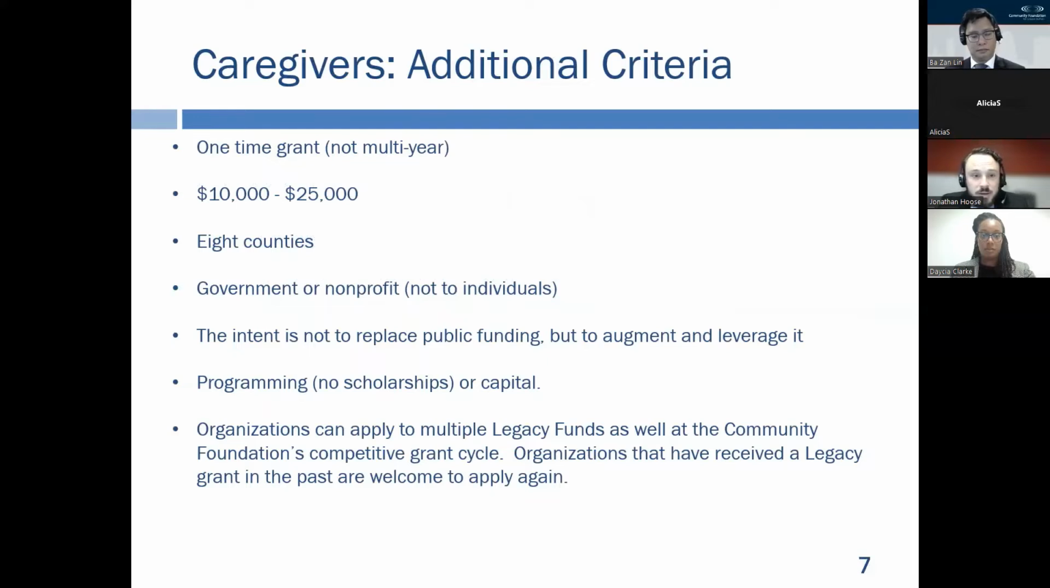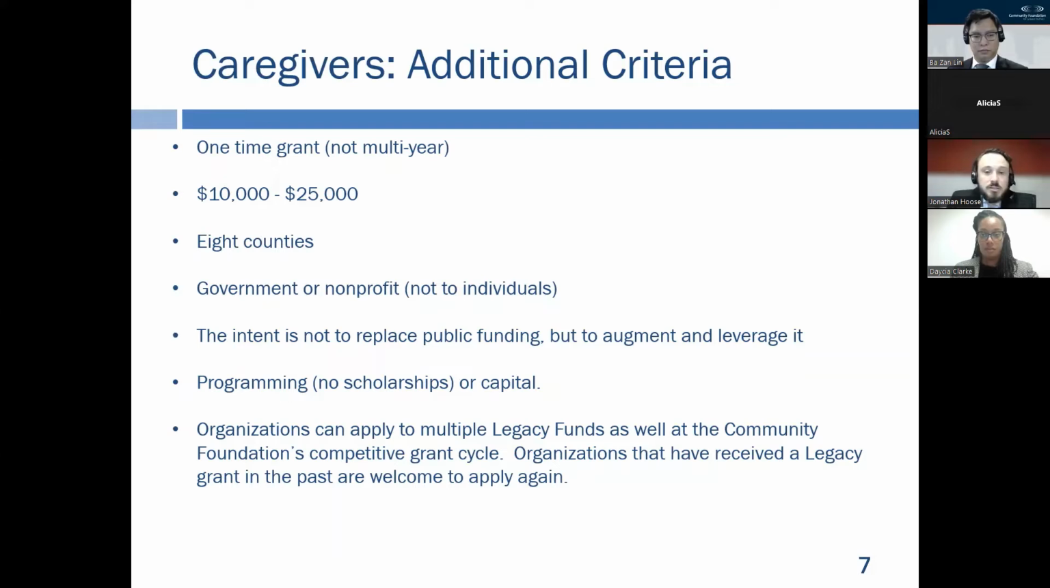Some additional criteria are that these are one-time grants, they are not multi-year. The grant amounts can vary between $10,000 and $25,000. The focus of these grants is on the 8 counties of Western New York. Grants can be made to governmental or nonprofit agencies, but not to individuals. The intent is not to replace public funding, but to augment and leverage it. And funding will be provided for programming or capital, but no scholarships.